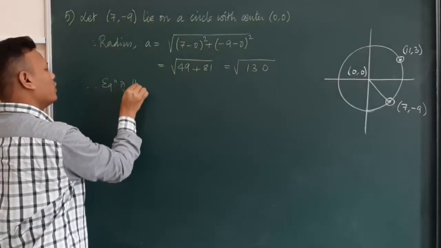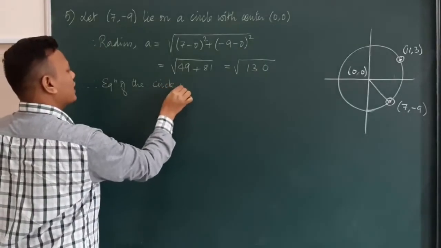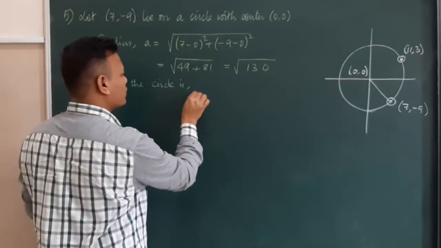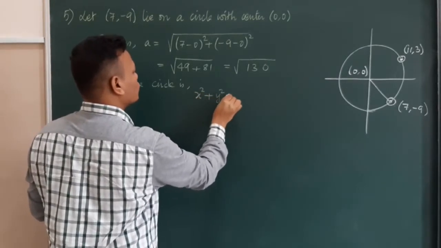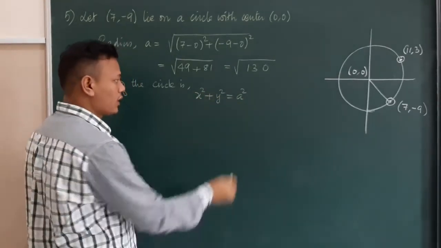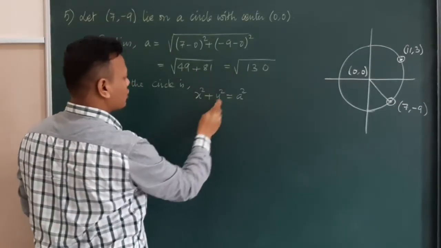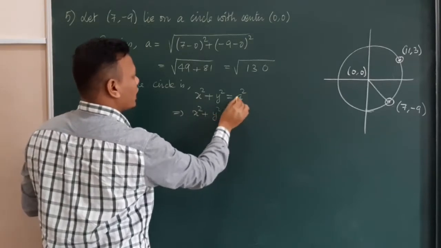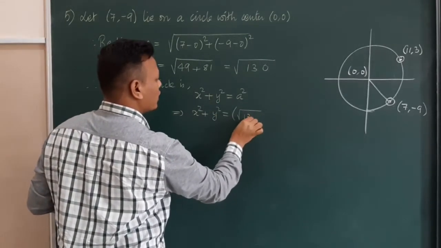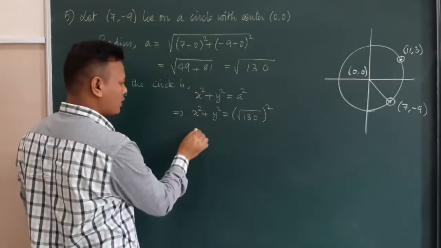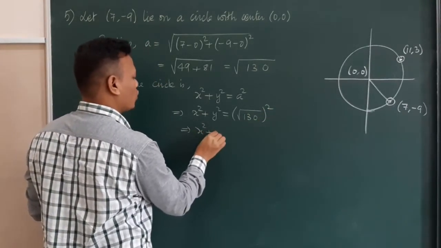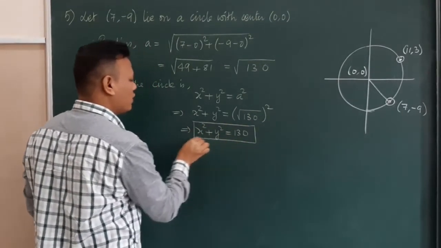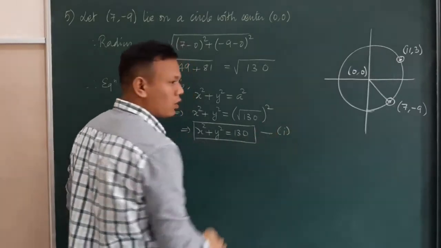So the equation of the circle is, the formula when the center is origin is x square plus y square equals a square. Yes, and what is a? A is this much. So from here we have x square plus y square equals square root of 130 whole square, that is x square plus y square equals 130. So this is the equation of the circle. So we got the equation, and let me call this equation number 1.